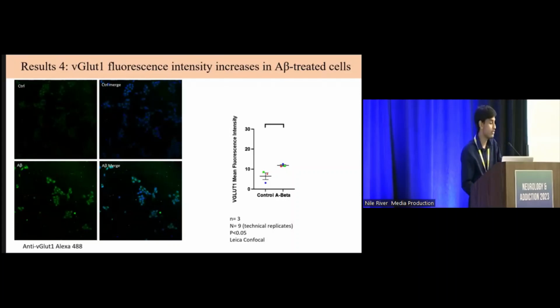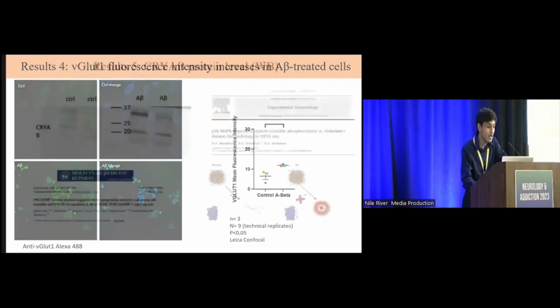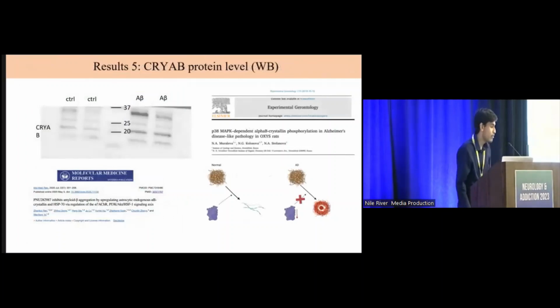And as you can see, the result for all 3 biological and 9 technical replicates was significant, and even the overall value was significant. The p-value was less than 0.05. So immunofluorescence tells you a lot, but not enough. So we decided to turn to Western blotting to quantify the protein.